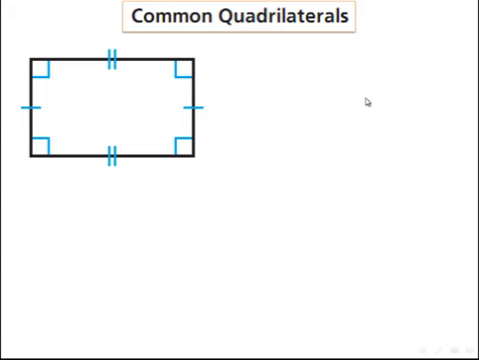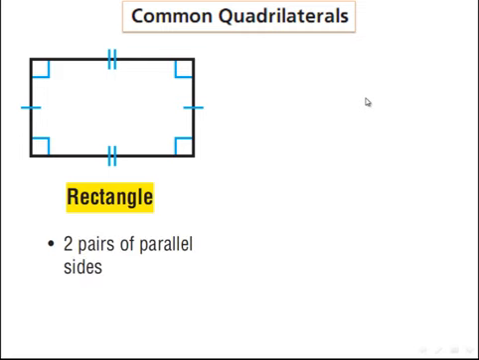Do you know this shape? Yes, it's easy. It's a rectangle. You have an idea about it before. So what are its conditions? What are its properties? There are three properties for it. The first one, two pairs of parallel sides.